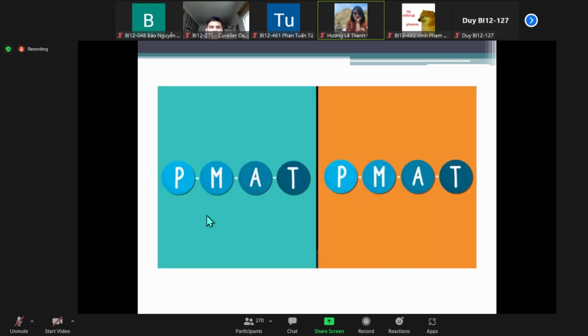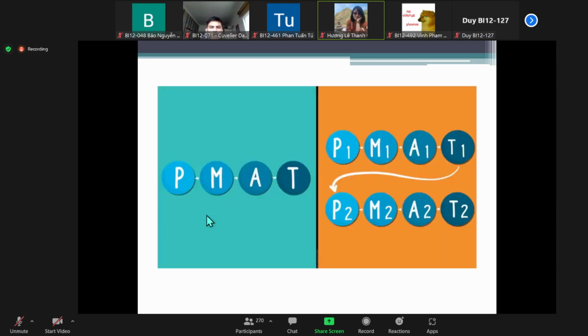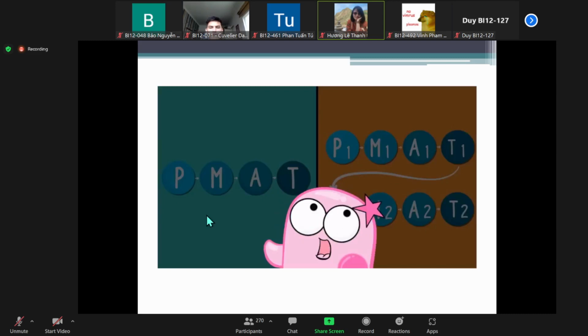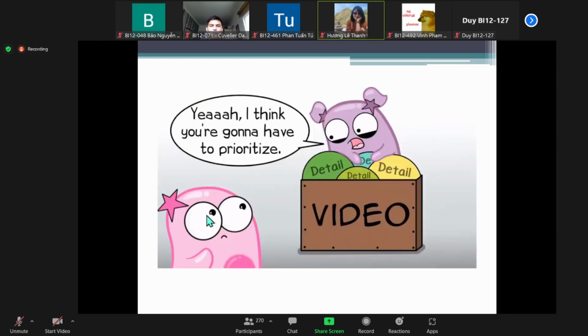Both mitosis and meiosis go through these stages, but meiosis goes through them twice, and therefore has a number next to each PMAT stage. We're going to show some basic events for each PMAT stage, but please know that there is way more detail to explore than what we can include in this quick video.